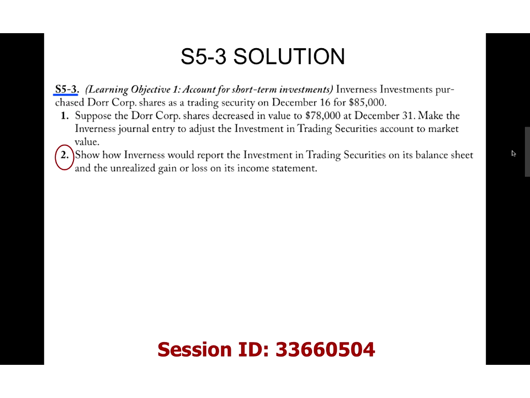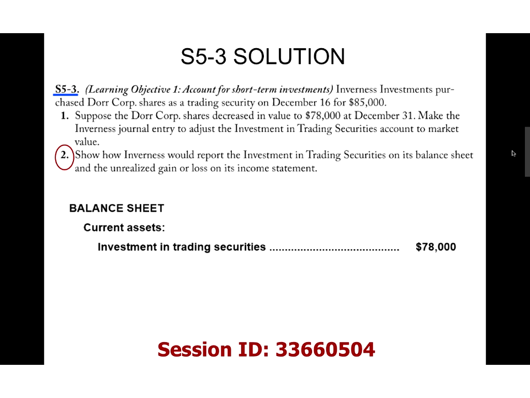So part 2 says show how we've reported on the balance sheet and on the income statement. Balance sheet is easy. Our investment is under current assets, and it's going to be valued at its current market value of $78,000. Straightforward. We value trading securities at their current market values. Okay, this isn't our entire balance sheet. Our balance sheet would start with cash, but this is just showing what category it goes on the balance sheet. Now, the income statement is a little more interesting.